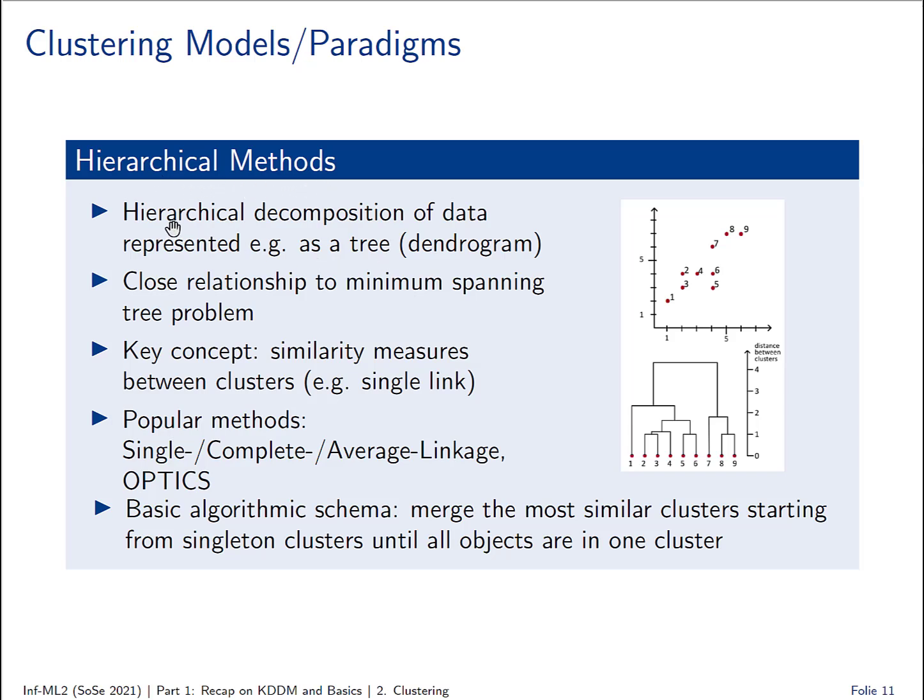So here's the idea that we decompose the data in a hierarchical way, and hierarchies are typically represented in computer science by means of some trees. The same as here, we use a tree to represent the hierarchical decomposition. The tree in that context is typically called a dendrogram. Dendro is Greek for tree, so it makes sense that it's called a dendrogram. Typically, all those methods have a very close relationship to the minimum spanning tree problem.